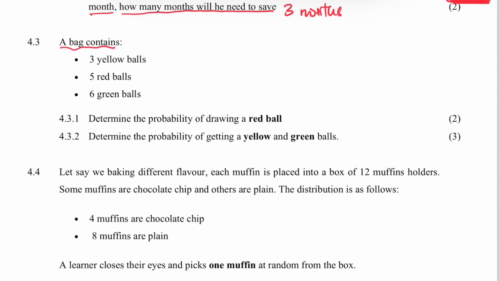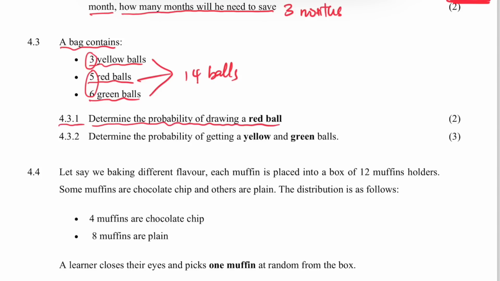The bag contains 3 yellow balls, 5 red balls, 6 green balls. It's a bag. It has those balls. So in total, there are 14 balls, right? There are 14 balls, right? So it's 11 plus 3, it's 14. Now 4.3.1, it says determine the probability of drawing the red ball.